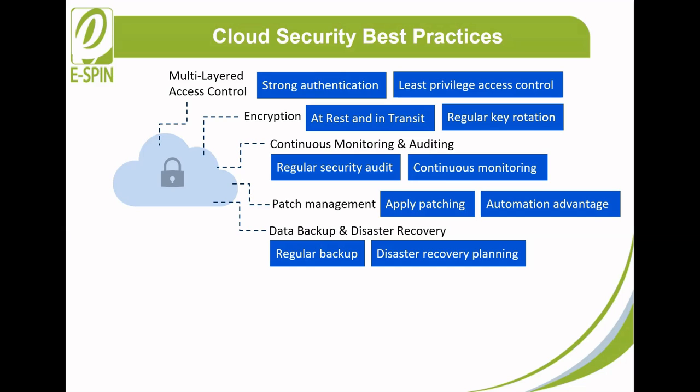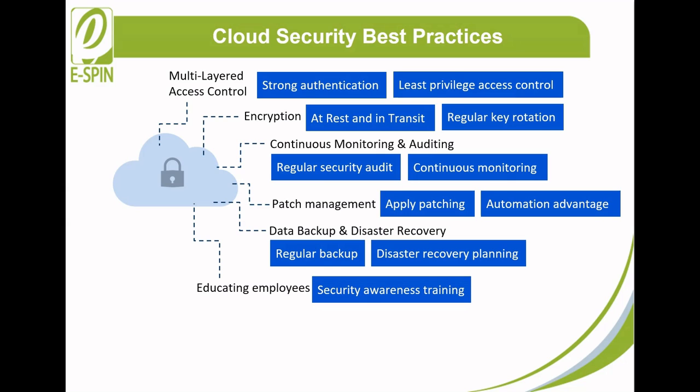Consider geo-redundancy for critical data and applications, meaning storing backups in geographically separate locations to ensure availability even in case of a regional disaster. 6. Educating employees, the human firewall. Security awareness training. Employees are a critical line of defense against cyber threats. Provide regular security awareness training to educate them on cybersecurity best practices. Train them to recognize phishing attacks, social engineering tactics, and other common threats. Culture of security. Foster a culture of cybersecurity awareness and responsibility within your organization. Encourage employees to report any suspicious activity or security incidents promptly.